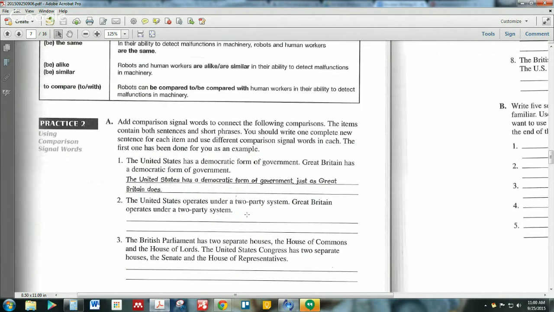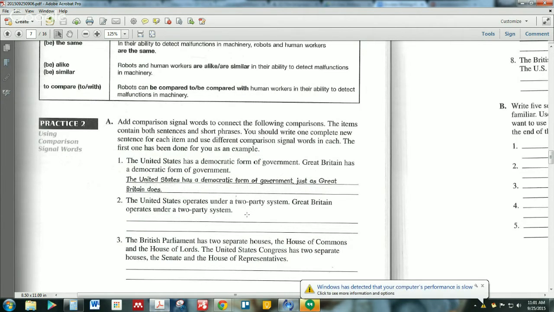The United States operates under a two-party system. Great Britain operates under a two-party system. So very easily, you could rewrite it as: both the United States and Great Britain operate under a two-party system, for example. You could use many other different words and phrases.